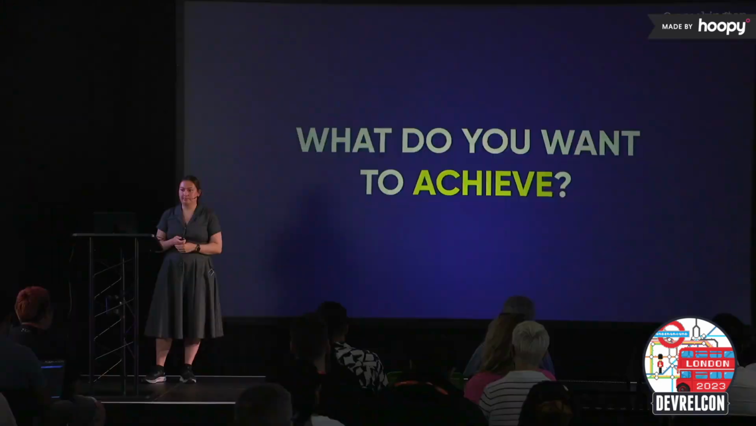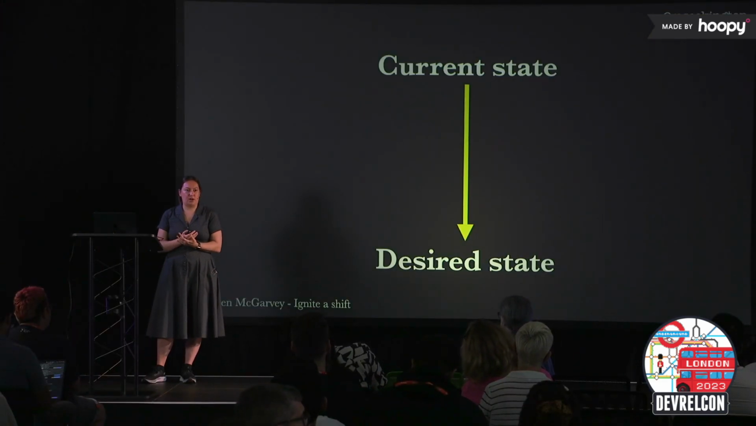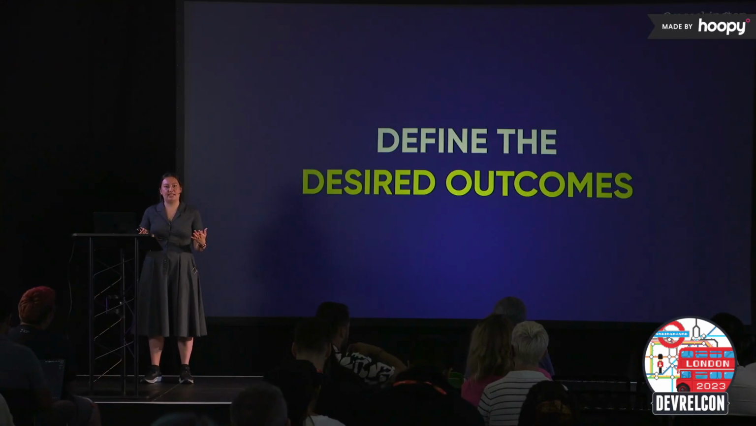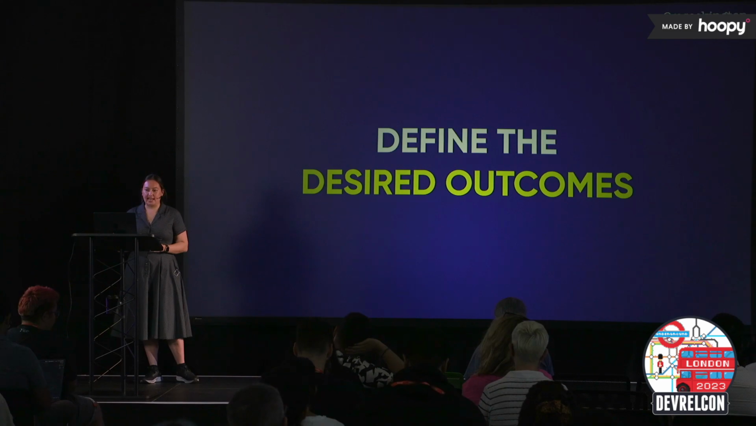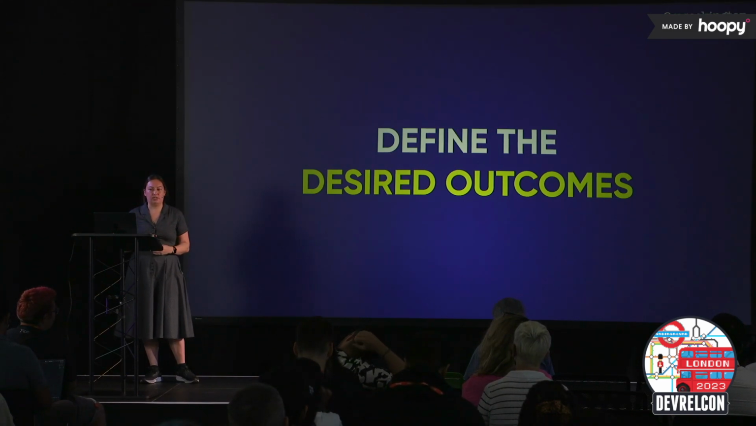The next step is asking, well, what are those comms trying to achieve? Now, this may seem like the same question as the previous one, but what we want to do here is to determine what the effect of the comms will be. One way I like looking at this is to start with this concept from Stephen McGarvey from the book Ignite a Shift. At the start of your comms, your audience will be in a certain current state, and by the end of it, you want them in a specific desired state. So what effect will your comms have had? This is about defining the desired outcomes. What is the angle of the message that you're trying to get across?